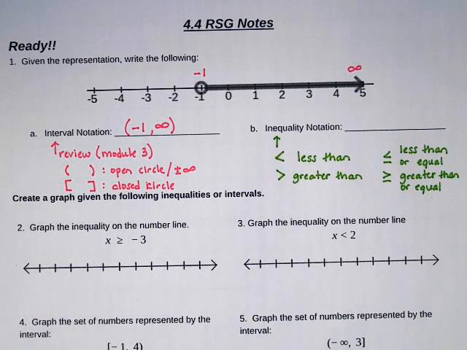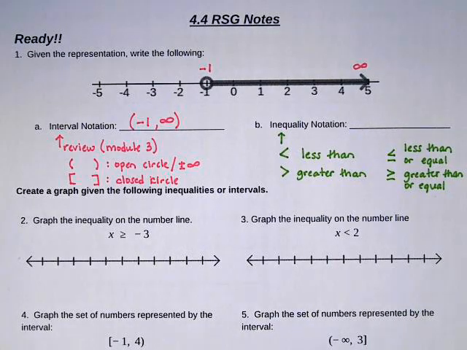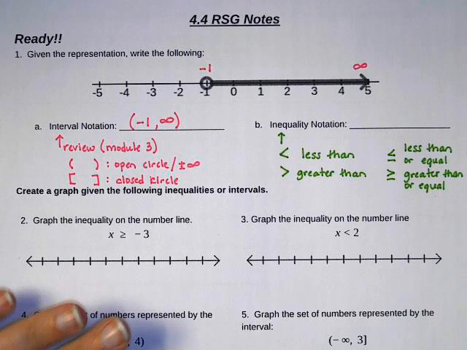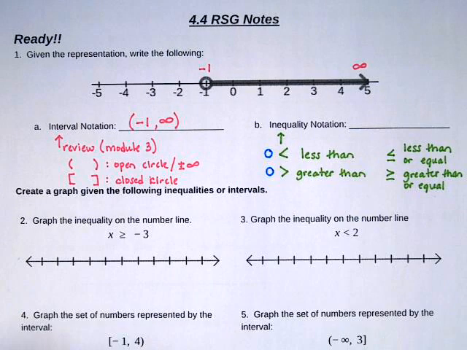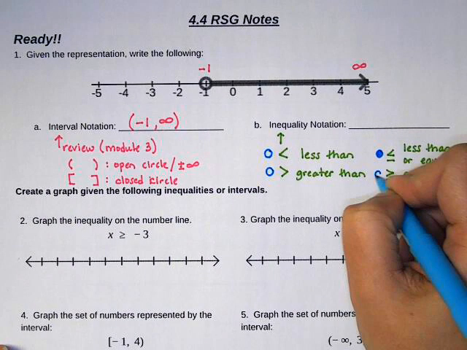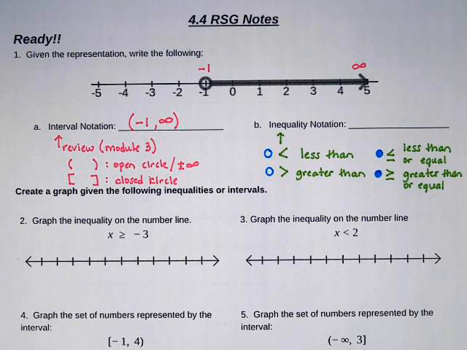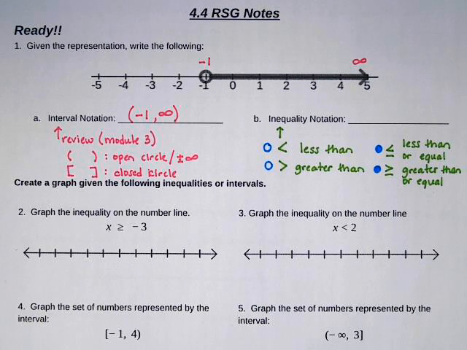Now, just like here, where we used open parentheses and closed brackets depending on the type of circle we have, we're going to use different symbols depending on what we're seeing on the graph. If we see that the graph has an open circle, we're going to be using either a greater than or a less than. And if we see that the graph has a closed circle, we're going to use either a less than or equal to or a greater than or equal to. So closed circles are when we have an equal to, and open circles are when we do not have an equal to. We can also decide whether we want a greater than or a less than by looking at the shaded part of the graph.